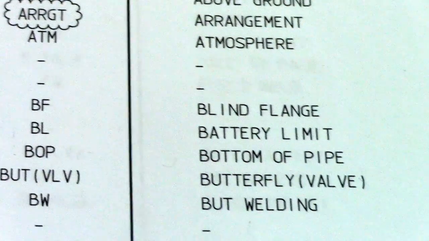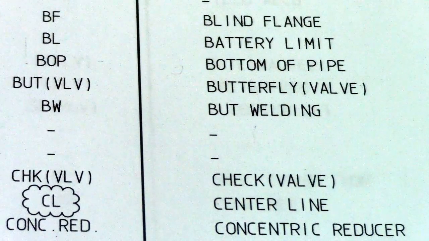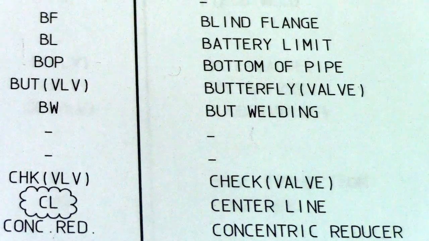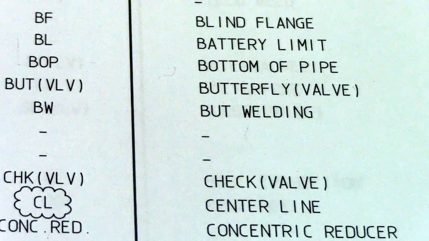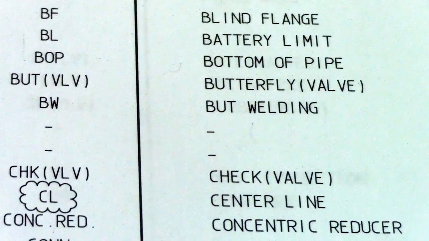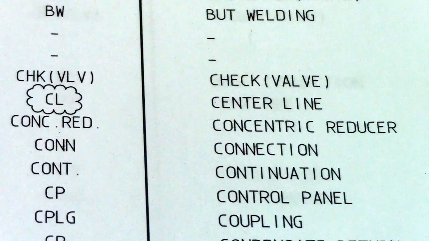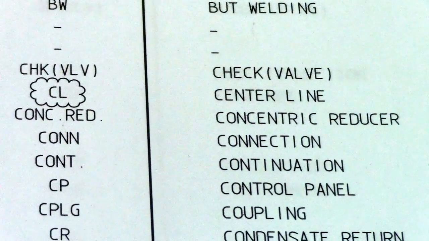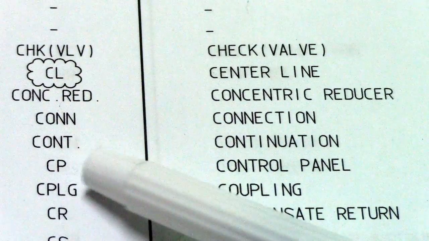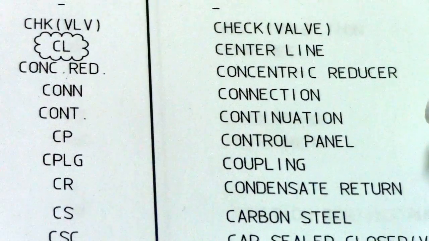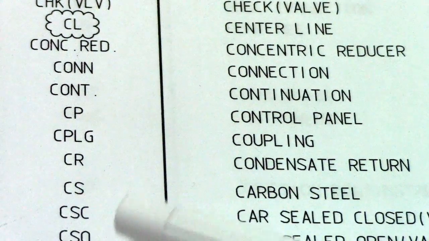So these are very important abbreviations. Please take note of all these, because during interviews, sometimes this is the number one topic for the interviewer, this piping abbreviation. So please take note of all this: check valve, center line, concentric reducer, and connection, continuation. An example of a question is, what is CR, what is CS, like that.